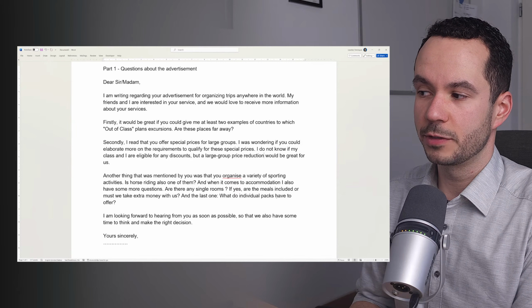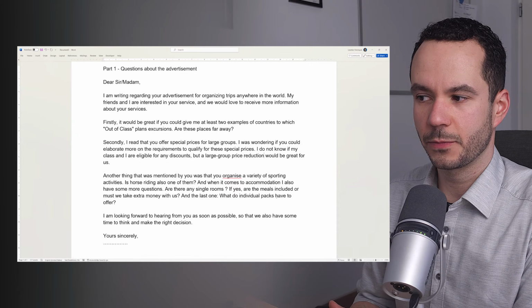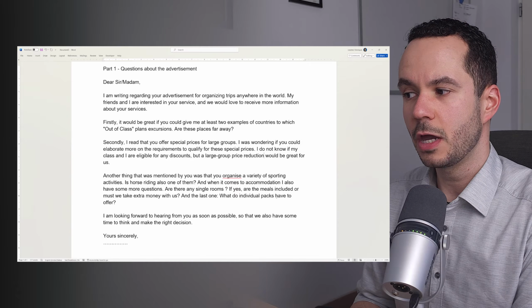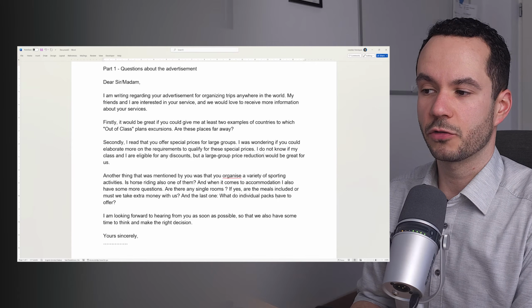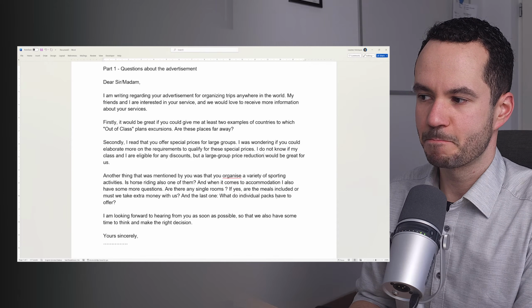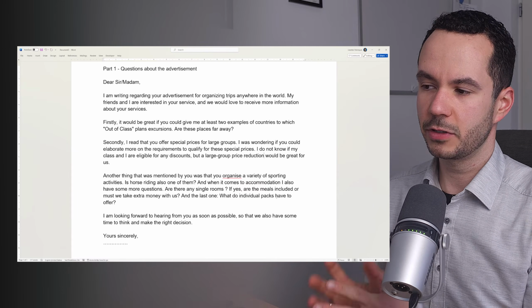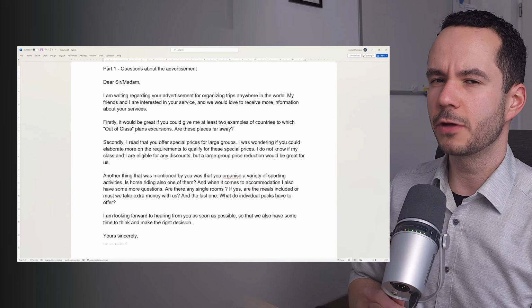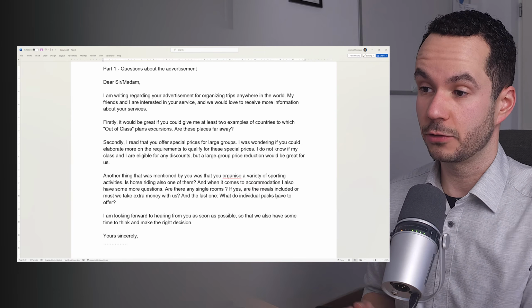And when it comes to accommodation, I also have some more questions. Are there any single rooms? If yes, are the meals included, or must we take extra money with us? And the last one, what do individual packs have to offer? So even though there are nice chunks in here and very nice constructions, it doesn't really flow very naturally, and we need to make a few changes.